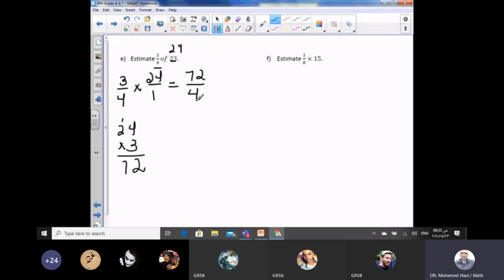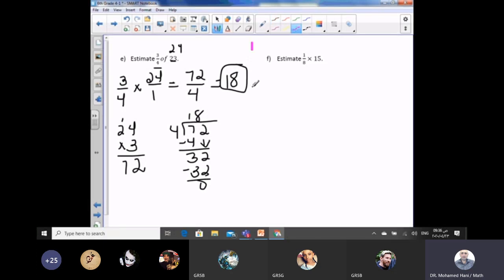And again, fractions are division, so 72 divided by 4. 4 goes into 7 once, minus 4 is 3. Bring down the 2. 4 into 32, 8 times, minus 32 is 0. So 72 divided by 4 is 18.